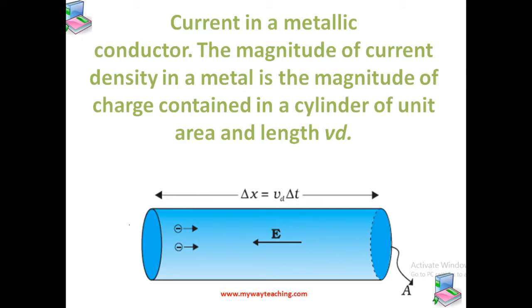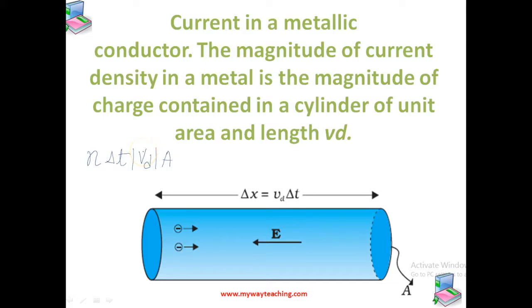Because of the drift, in an infinitely small amount of time, that is delta t, all electrons to the left of the area at distances up to Vd delta t would have crossed the area. If n is the number of free electrons per unit volume in the metal, then there are n Vd A delta t electrons.